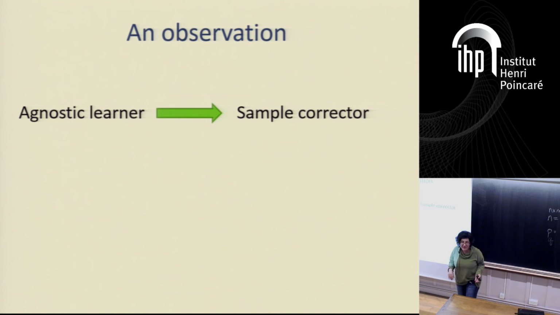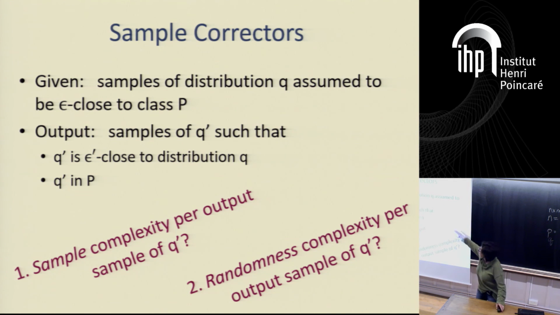But one thing to notice is that if I have an agnostic learner, then we can get a sample corrector. So if I take enough samples, what does an agnostic learner do?